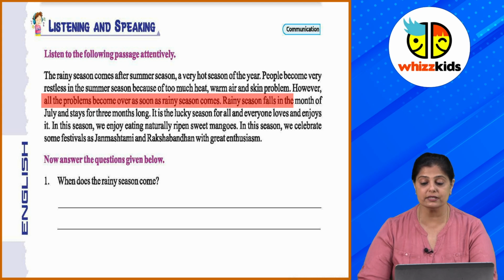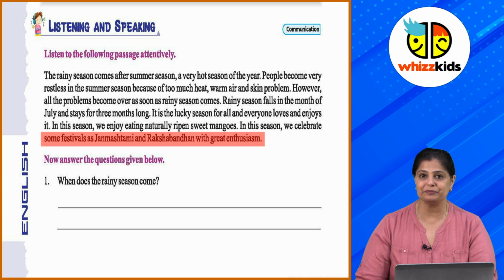Rainy season falls in the month of July and stays for 3 months long. It is the lucky season for all and everyone loves and enjoys it. It is in this season we enjoy eating naturally ripened sweet mangoes. In this season, we celebrate some festivals as Janmashtami and Raksha Bandhan with great enthusiasm.